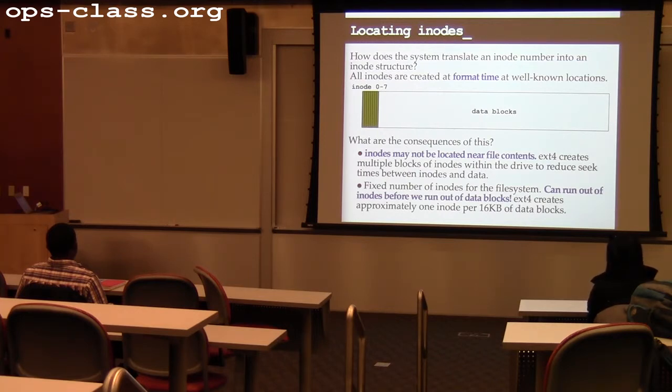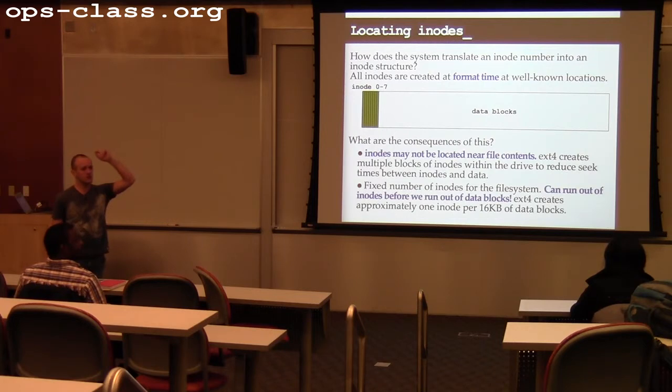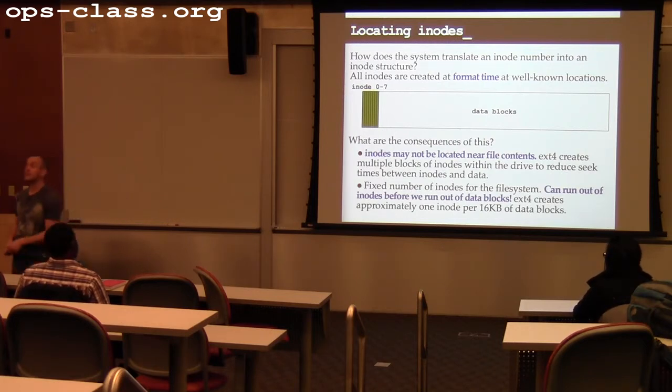So I said before, you can run out of inodes before you run out of data blocks. So it's possible that I could not be able to create files on an ext4 system despite the fact that there are data blocks available. By default, ext4 creates one inode per 16K of data. What does that mean? What assumption is it making here? If I create one inode per 16K of data blocks, what do I hope about the files on my system? Yeah, the average size is 16K.